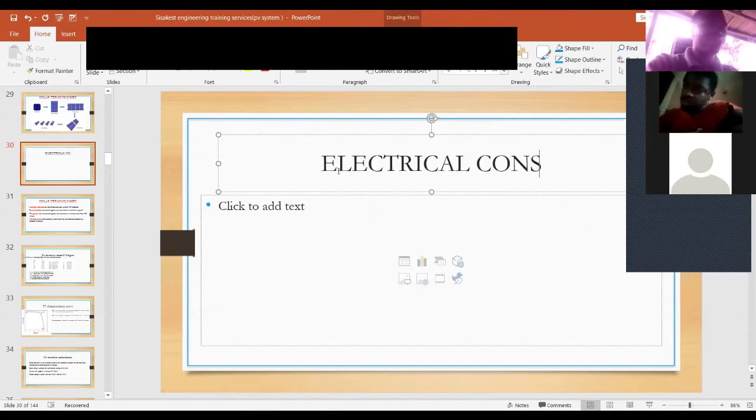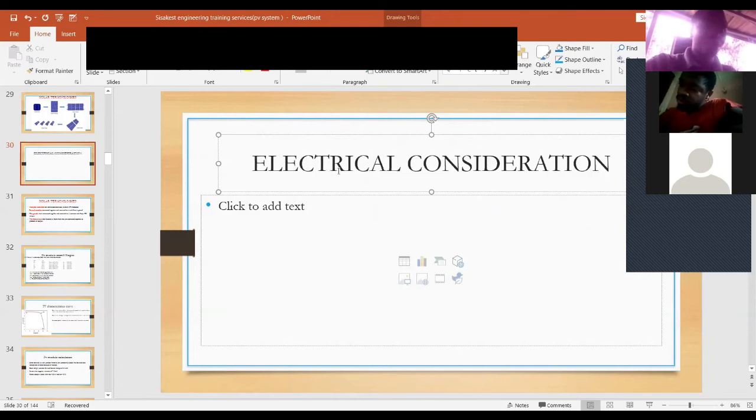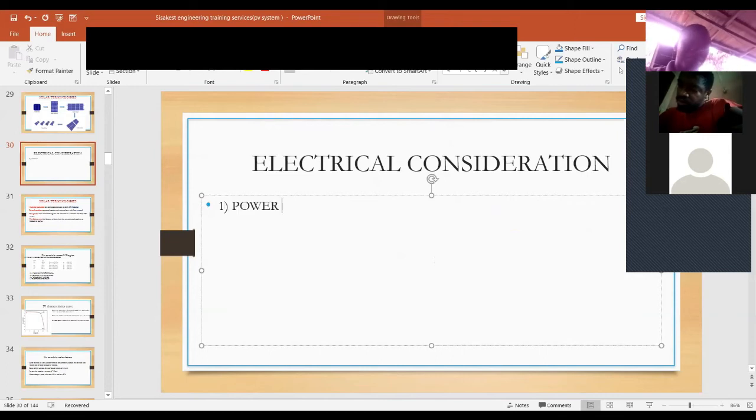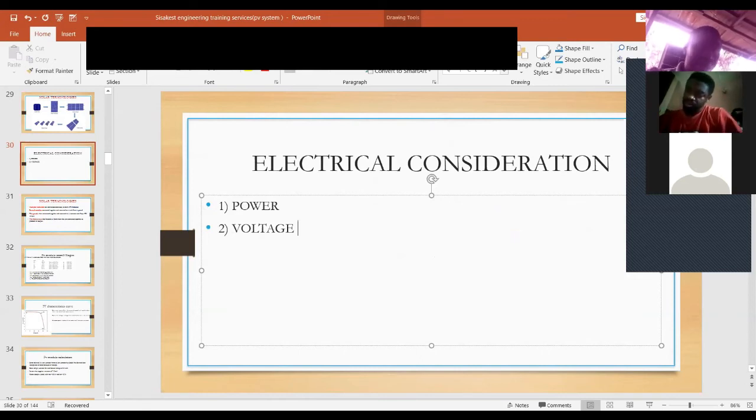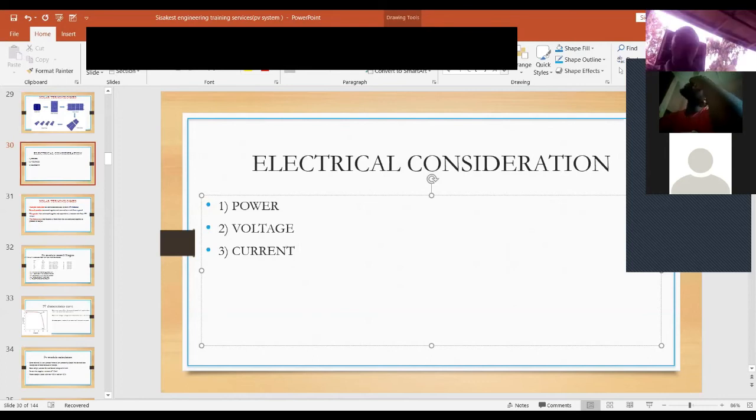What are the electrical considerations I need to look into? Number one, I need to know the power I want to design for. Number two, I need to know the voltage I'm working with. Number three, possibly, if I need the current. If I need the current, how will I go about it? Now for the electrical configurations, the first thing is the power.